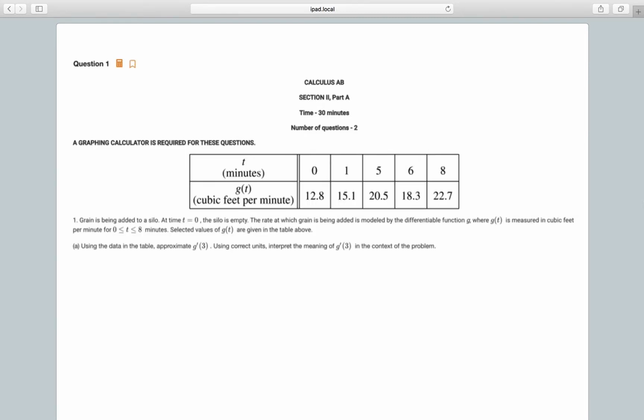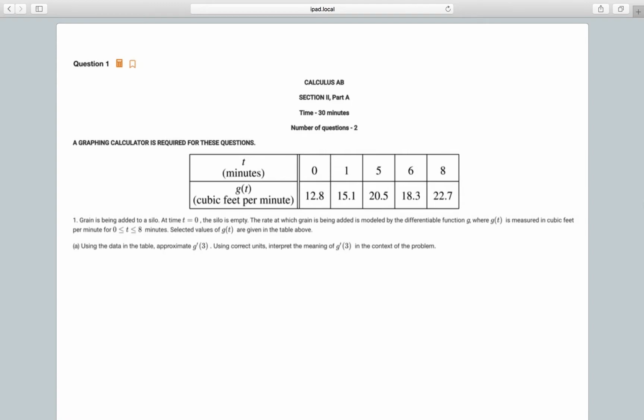So this one says we need a graphing calculator, and it says grain is being added to a silo at time t equals 0. The silo is empty. The rate at which grain is being added is modeled by the differentiable function g of t, which is measured in cubic feet per minute for t between 0 and 8 minutes. Selected values of g of t are given in the table above.